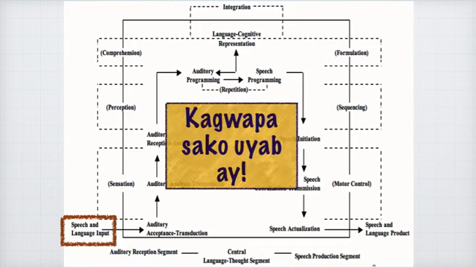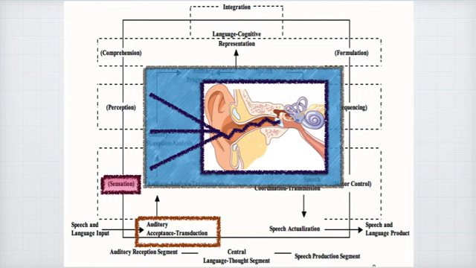Sige. So when Pedro said, "Kagwapa sa ko uyab uy," in the perspective of Lorna, that is the speech and language input. And then it goes into the auditory acceptance transduction. So acoustic waves go in. The sound waves are received from Pedro. Sound waves travel through the external acoustic meatus and ossicular chain and reach the cochlea. Sound waves are transduced from mechanical to hydraulic to electrical.